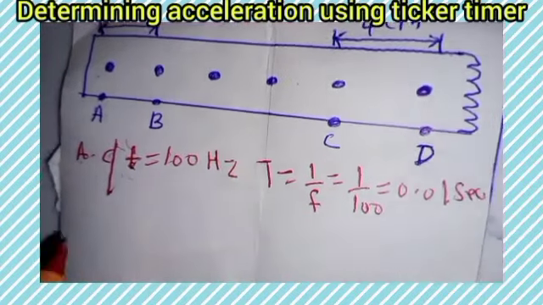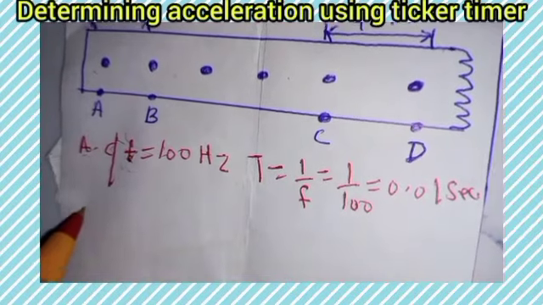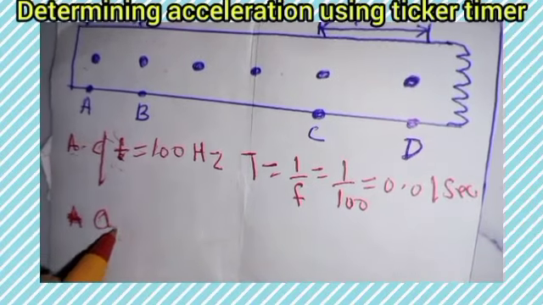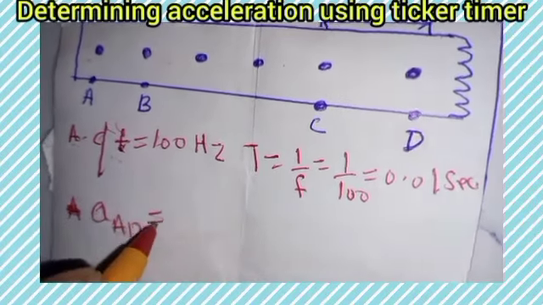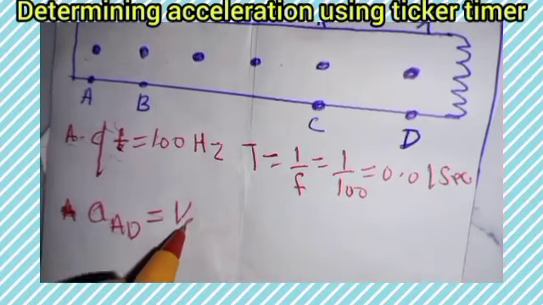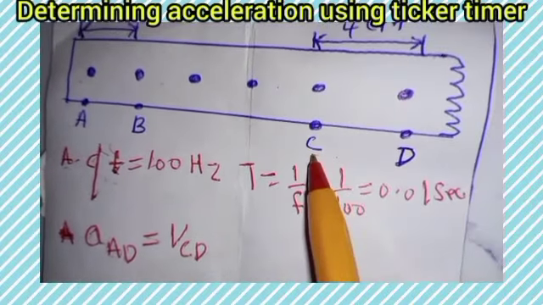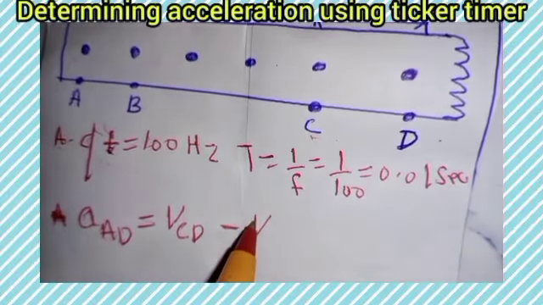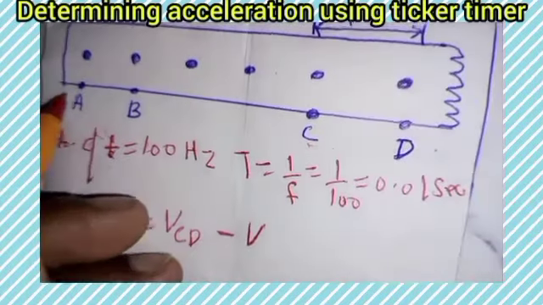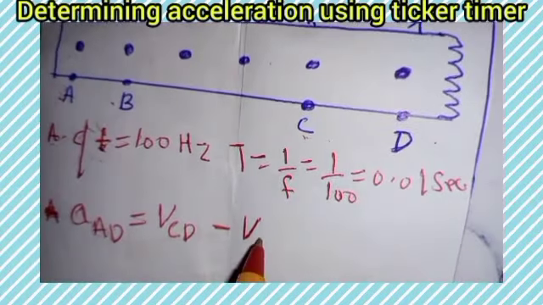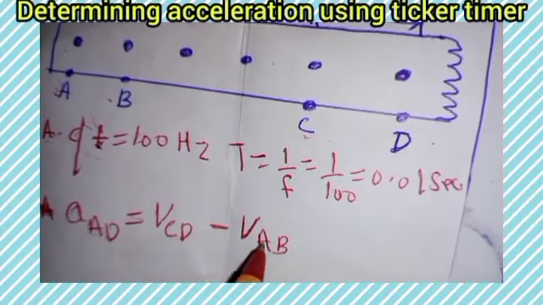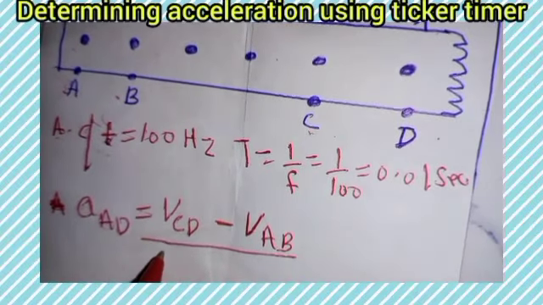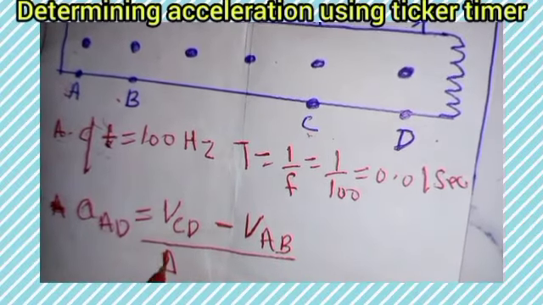So, to get acceleration between point A to D, we use A for acceleration, which will be given by final velocity, which is the velocity between point C and D, minus initial velocity, which is the velocity between point A and B, divided by change in time. This symbol stands for change in time, t.